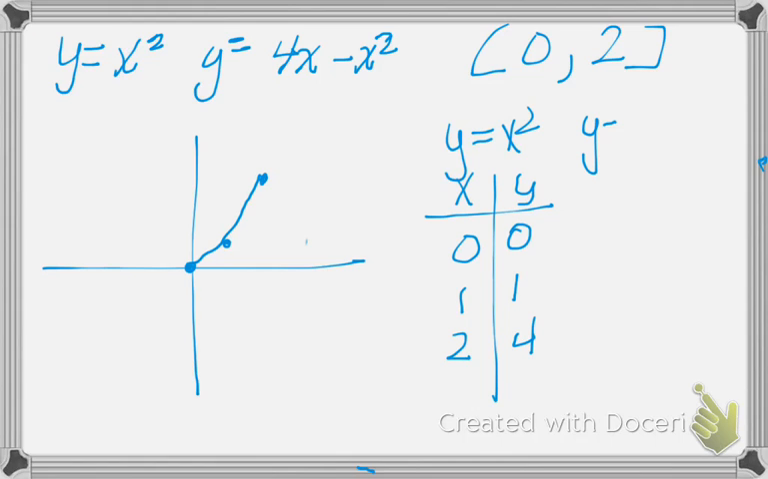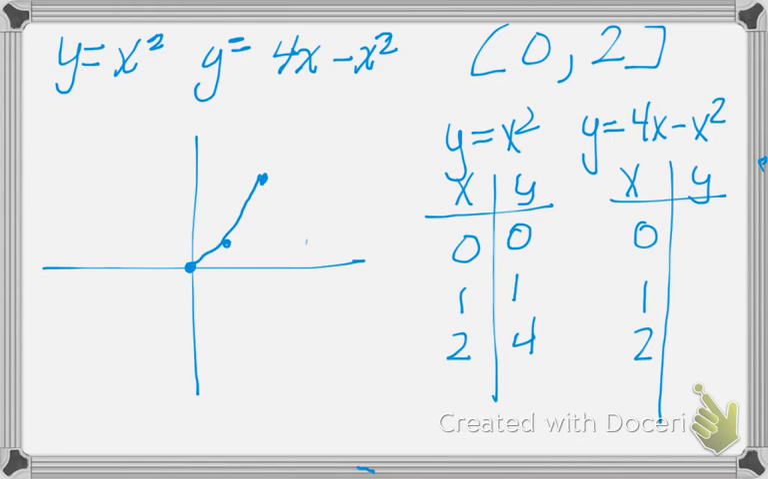Okay, and then we're going to do y equals 4x minus x squared, make the same table. When we put 0 in there, we get 0. If we put 1 in there, we get 4 minus 1, which is 3. And if we put 2 in there, we're going to get 8 minus 4, which is 4. So I'm going to just graph that in a different color.